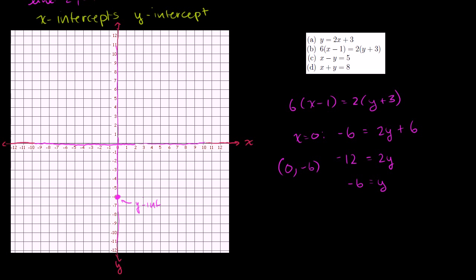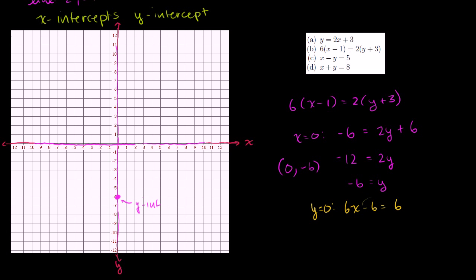Now, let's see what happens when y is equal to 0. Go back to the original equation. When y is equal to 0, we have 6 times x minus 1. Let me just distribute that. So 6x minus 6 is equal to 2 times y. Well, y is just going to be 0. So it's going to be 2 times 0. This whole thing is going to be 0. It's going to be equal to 6x minus 6 equals 0. So let's add 6 to both sides of this equation.